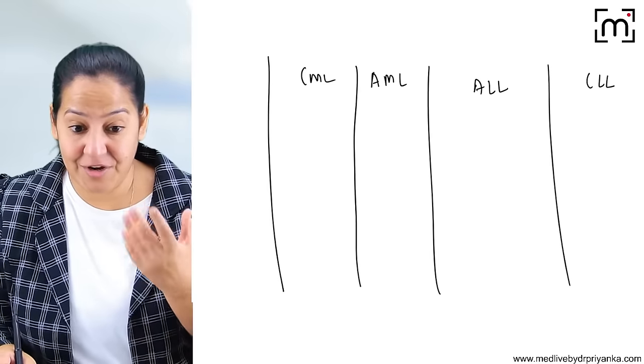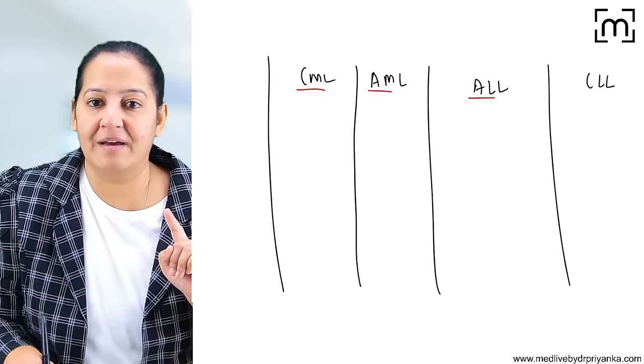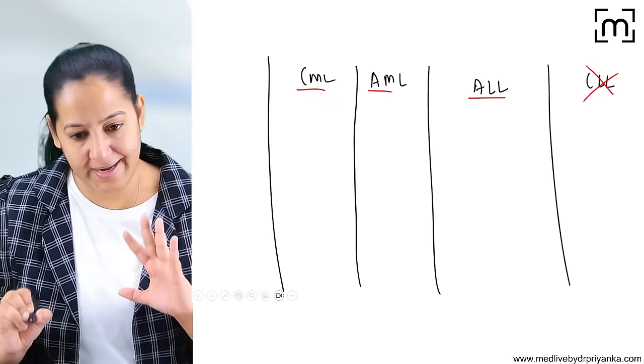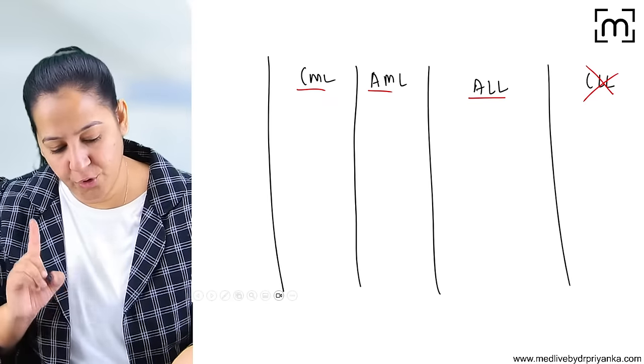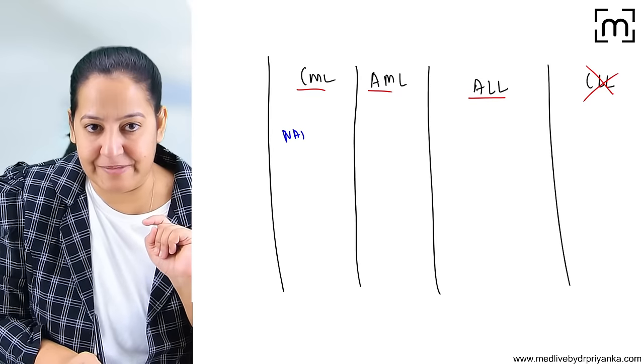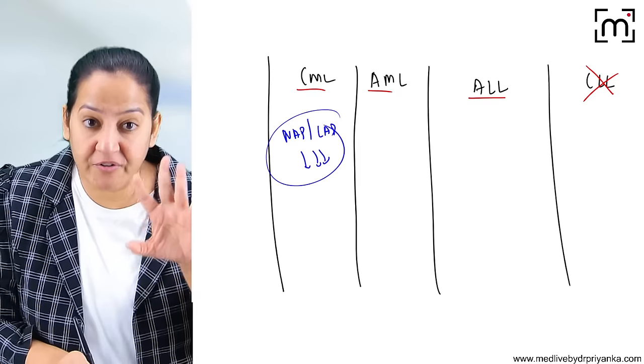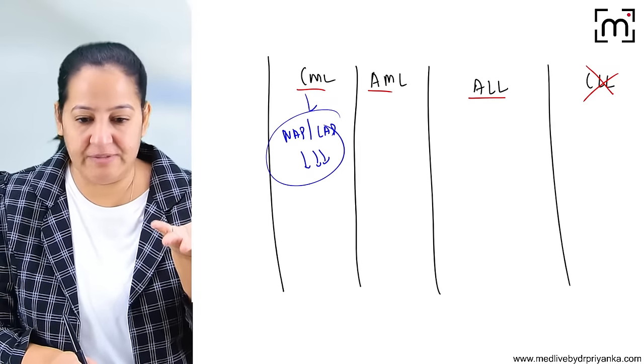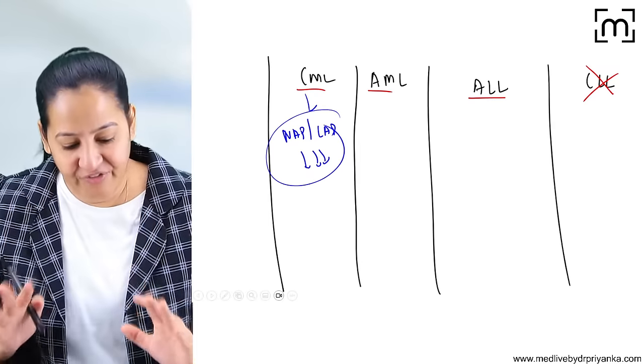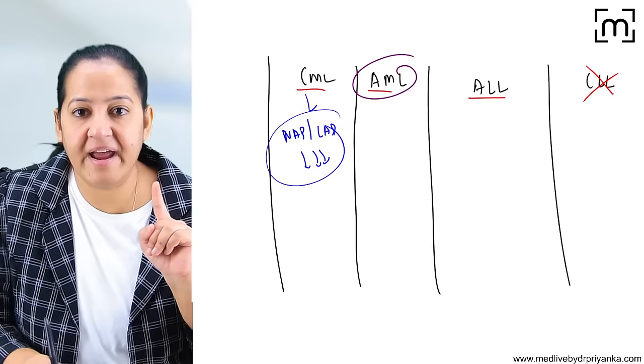So basically, the cytochemistry, the special stains are important here, here, here. Here, we don't have any special stain. So here, in CML, I told you only one special stain to learn, NAP or LAP score, and that too falling in CML. This is required to differentiate CML from leukemoid reaction. We have seen that. Now, basically, the real confusion occurs here and here.